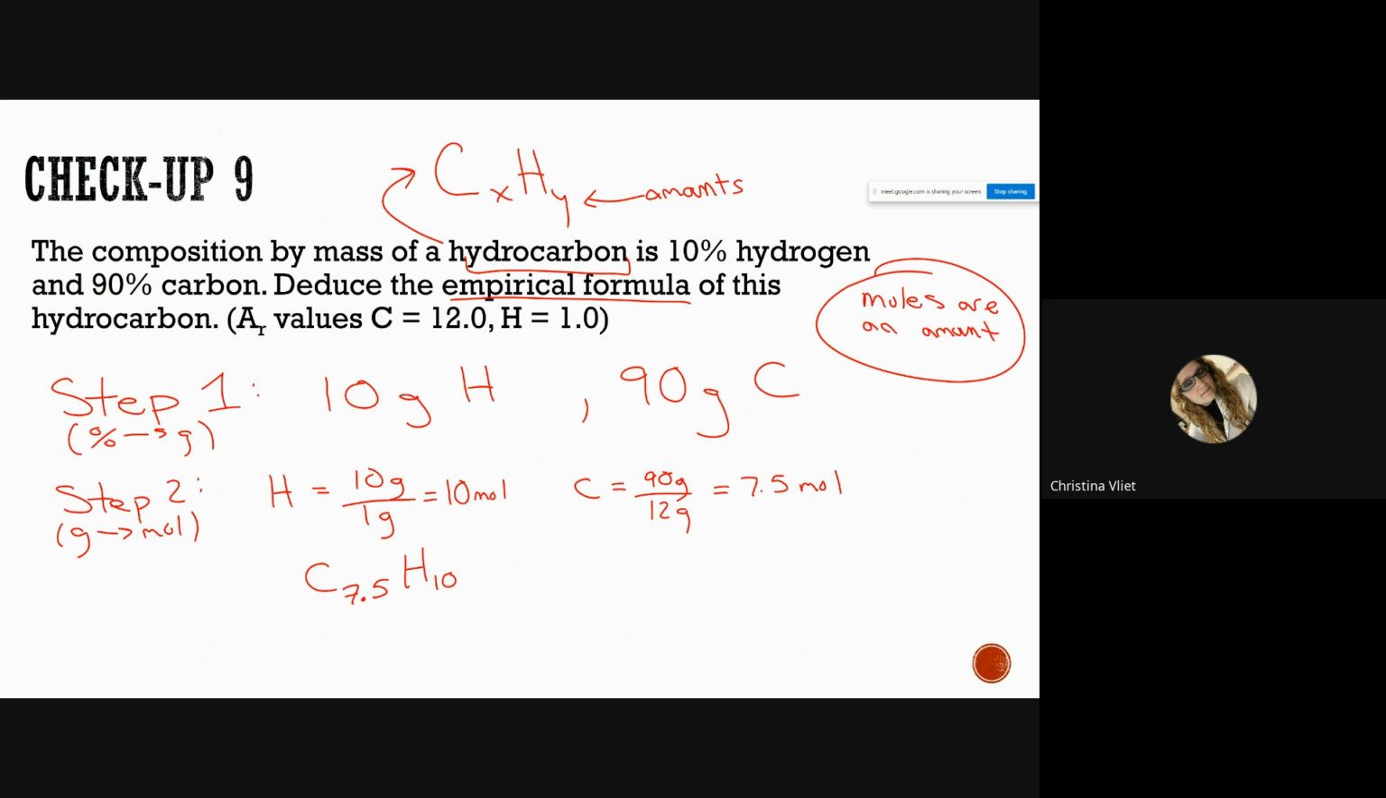Because what's the definition of an empirical formula? It's got to be the simplest whole number ratio. So the whole point of step 3 is to try to get to whole numbers. And we do that by dividing by the smallest number. So step 3 is divide by the smallest number. What's the smallest number between 7.5 and 10? 7.5. So we divide them both by 7.5. And what does that give us? I know that this is C1, and then this is H, what, like 1.33?